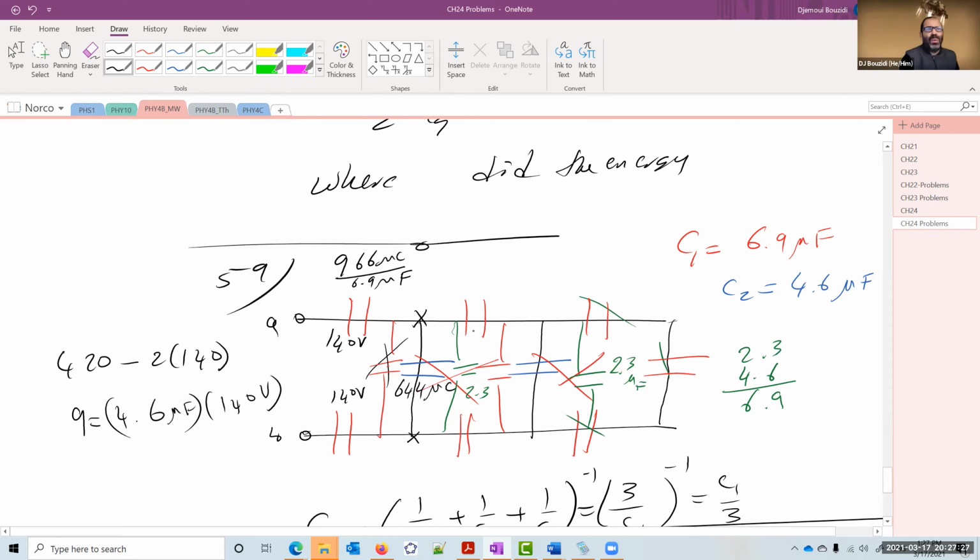Now, they want the voltage between C and D. We need that voltage. Since we know the overall voltage is 420, and this voltage is, actually, I'm sorry, it's 140 volts too. So from point A to point B is 140 volts. Now we need to find the charge that went in here, really, honestly. So we went above the time.